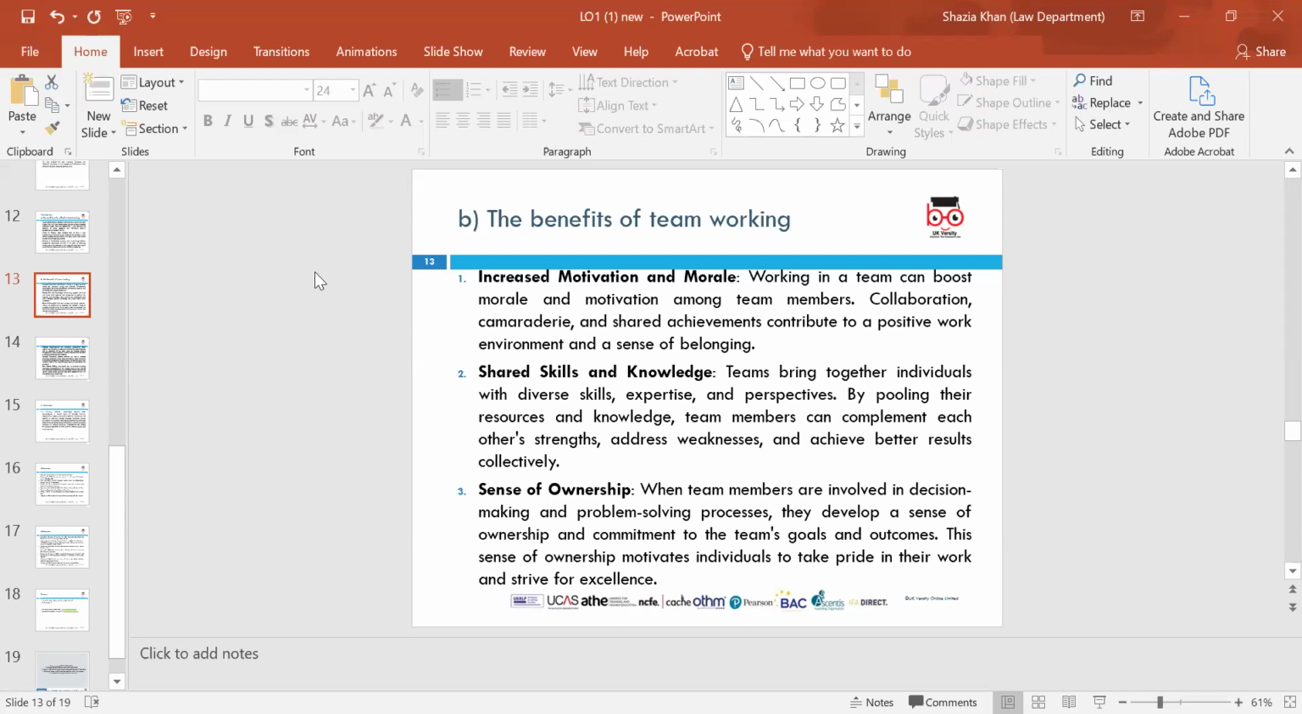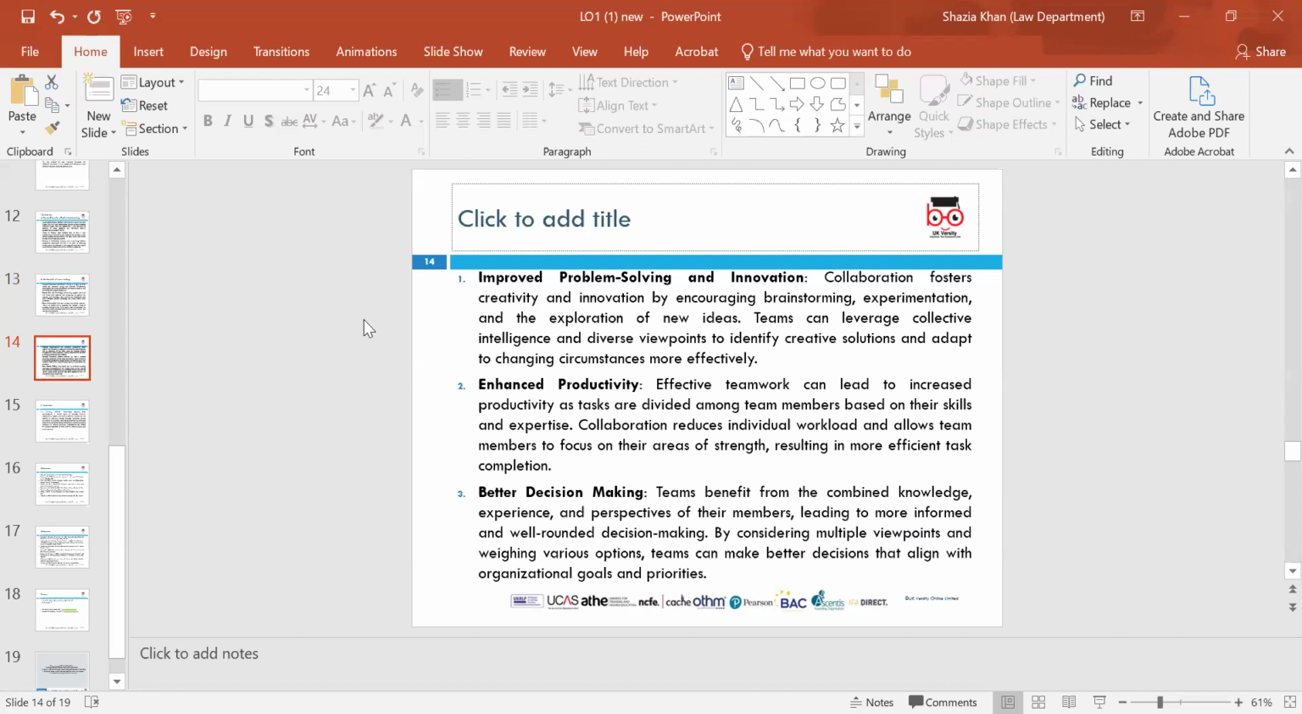Sense of ownership. So when team members are involved in decision making and problem solving processes, they develop a sense of ownership and commitment to that team. You want to take pride in your work, but if you have commitment in a team, you want to finish off the project. So you've got that sense of ownership, but you've got the sense that you've got to meet these goals and outcomes, and they help you. Having that sense of ownership makes you achieve your goals and outcomes.